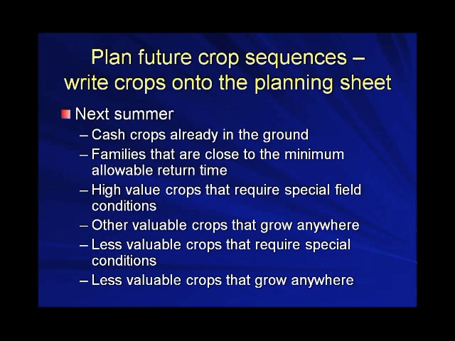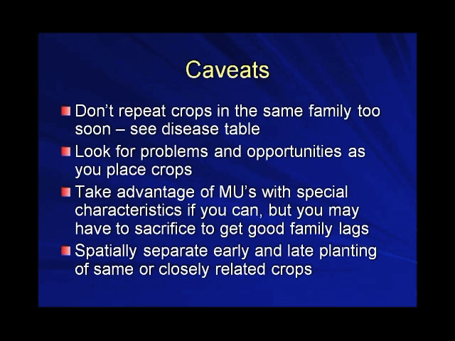So then after you've placed those families that are close to the minimum allowable return time, you probably want to do your highest value crops, and especially those that are going to require special field conditions. If there are only certain portions of the farm where you can plant those, or where they do best, you might want to put them down next. Then other valuable crops that can grow anywhere, kind of fill them in, and then finally fill in the less valuable crops.